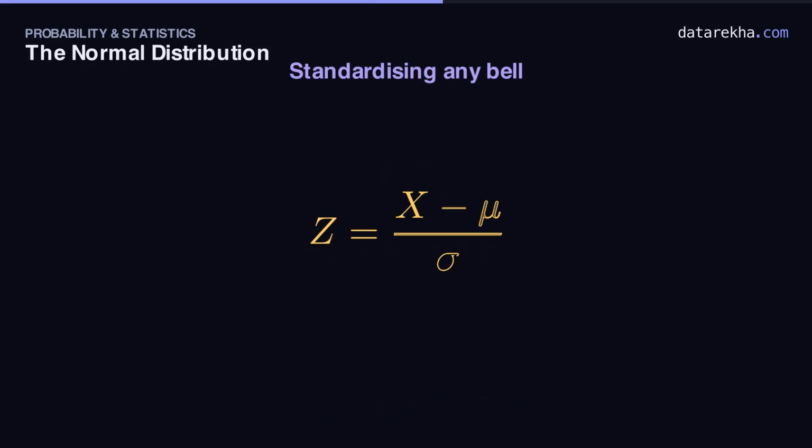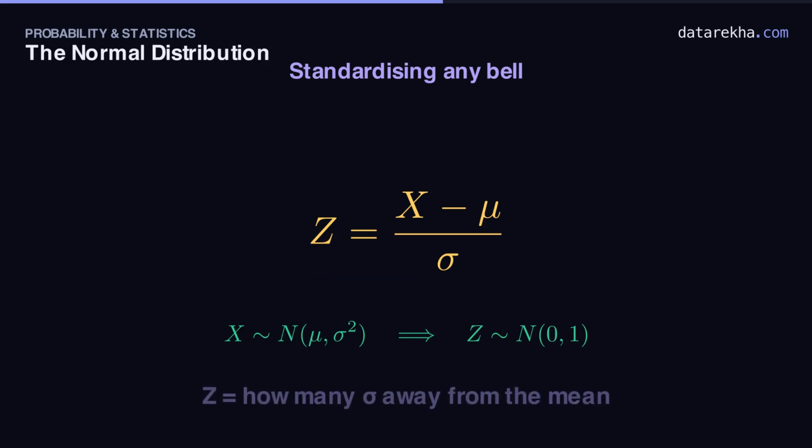Now the bridge that connects every normal to that one reference. Take any x, subtract its mean, and divide by its standard deviation. That single recipe is called standardizing. The result is always the standard normal. And z has a lovely plain meaning. It counts how many standard deviations you are from the mean.